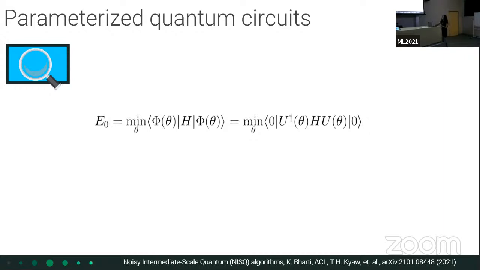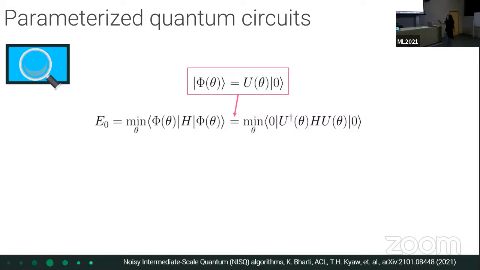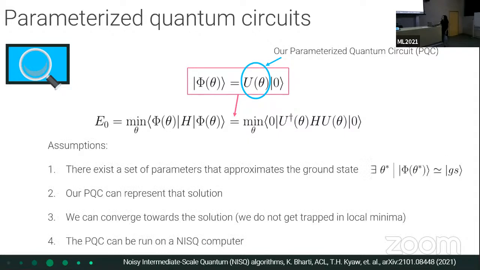This is the thing that we are computing. It's some minimum over these parameters of an expectation value, where the quantum state depends on a series of parameters theta. So this variational state will be the unitary, which is our parameterized quantum circuit, applied to the initial state, which in general is the zero state. It could be any other state, but in general it will be the zero state.